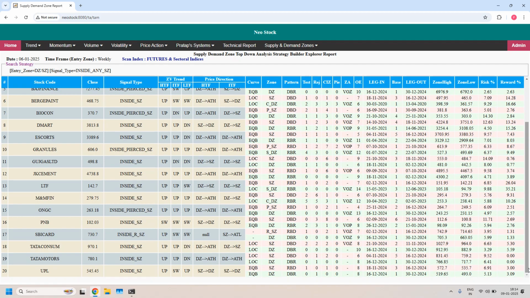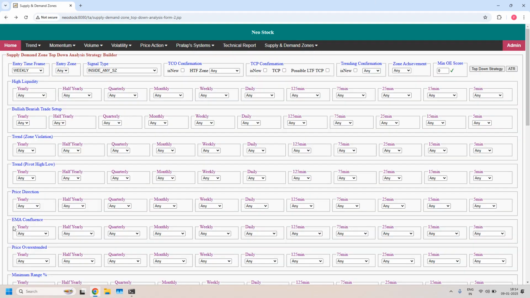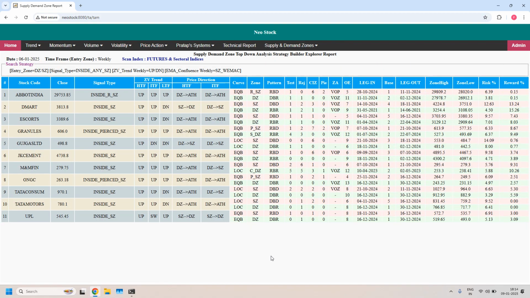So in these 20 stocks, we don't have EMA Confluence. So we set EMA Confluence. How many of these stocks are having supply zones? So in the EMA Confluence, weekly time frame, weekly supply zone having weekly EMA Confluence, and the trend on weekly time frame should not be sideways. It can be up or down. Let's filter. So 11 stocks are filtered. These 11 weekly supply zones are having weekly EMA Confluence, and also current price closed inside those weekly supply zones.